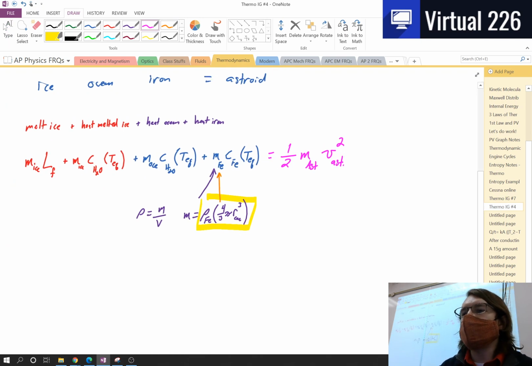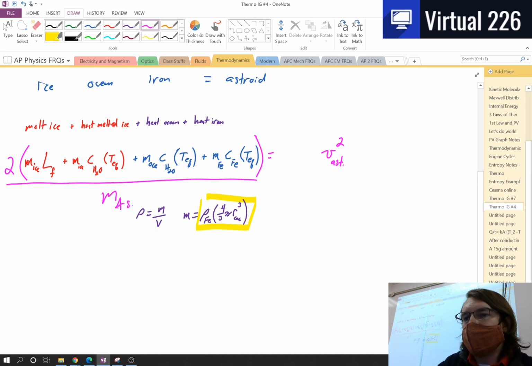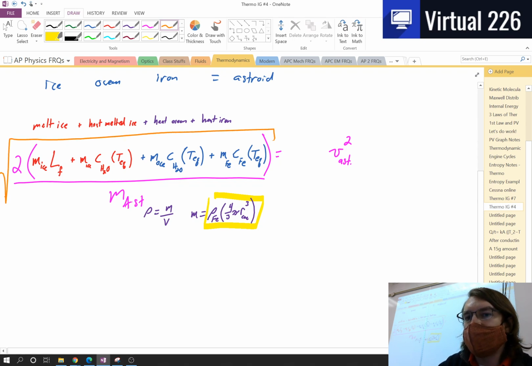This also means that if you wanted to find or solve the velocity of the asteroid, we would multiply by 2, divide by the mass of the asteroid, and then square root everything. So we get this kind of funny equation. We would take this entire quantity, multiply by 2, divide the whole quantity by the mass of the asteroid, and then, icing on the cake, we need to take the square root of everything. And when I mean everything, I mean everything. And that would give us the velocity of the asteroid.